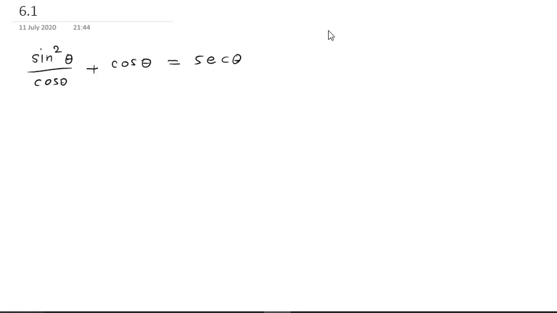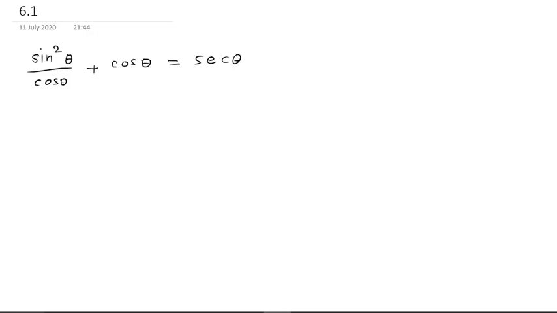This is Rajesh. In this lecture, we are going to see some proofs from the trigonometry chapter. Before we start these proofs, let us revise three identities which we have learned.